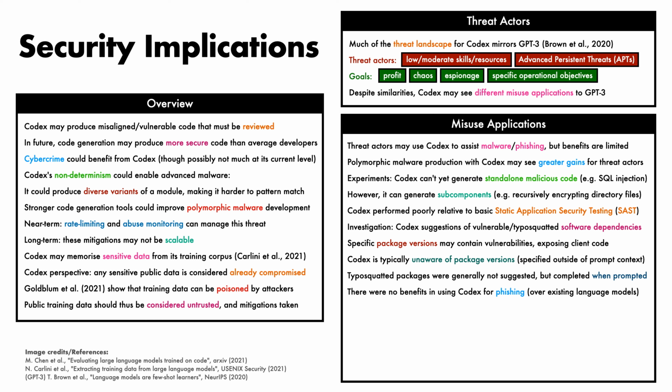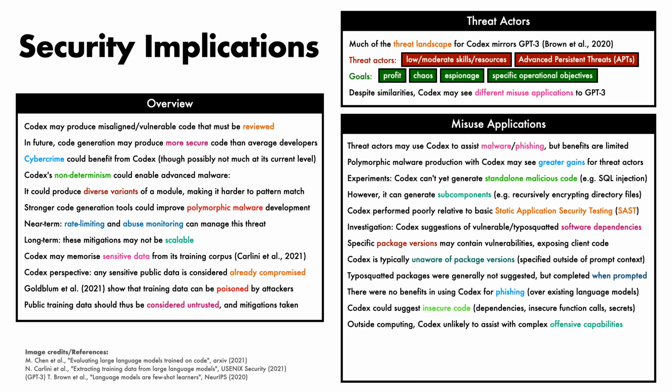Another issue is that Codex could itself suggest insecure code in the form of vulnerable dependencies, function calls that are made insecurely, and sensitive data such as secrets that were present in the training corpus, ultimately increasing supply chain risk if models like Codex are widely adopted. Outside the domain of computer security, it was found that Codex is unlikely to differentially assist with the development of complex systems that offer offensive capabilities, again due to its limited ability to generate full, standalone complex modules.